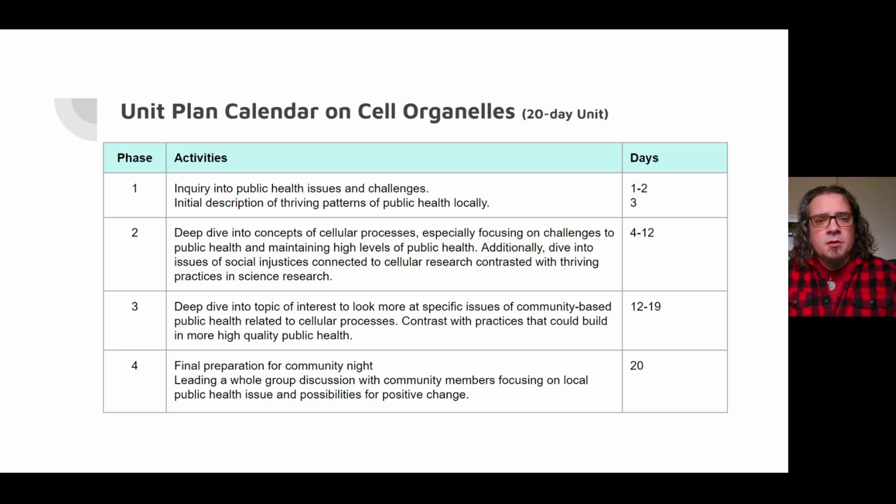The initial description of thriving patterns, we want that too. So within phase one, it should really be two parts, which is what do you know about things, and then what do you think the overall patterns would be if we were thriving? Are they what we have now? Would they be different? Do we need to go somewhere else with this? So it's that kind of two-part view, right?